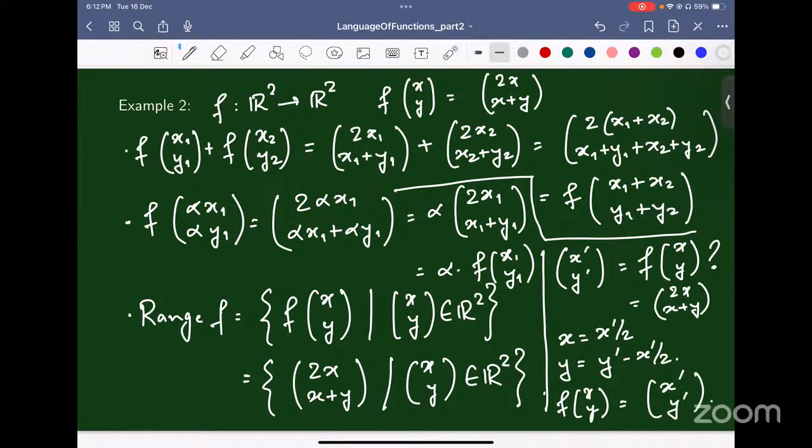So what I've just shown is that any vector in R2 can be written as f of another vector (x, y) in R2. This shows me that f is in fact surjective. So the range of f is equal to R2. Although this has been the case in both the examples that we looked at, this is not true in general. There's just been these two cases where the function has turned out to be surjective.